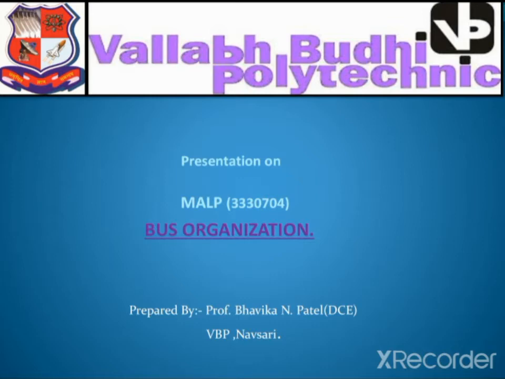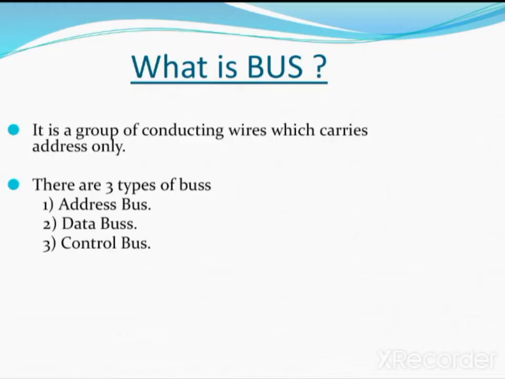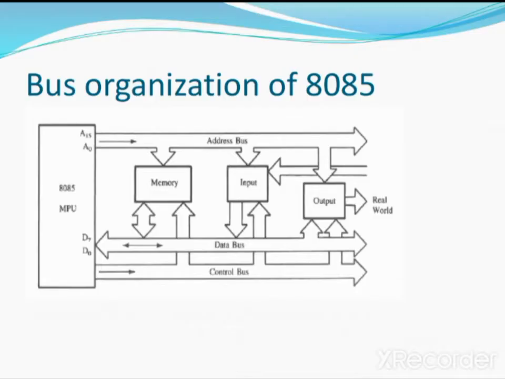Now my topic is bus organization of the microprocessor subject. Now what is a bus? It is a group of conducting wires which carries address only. There are three types of buses: address bus, data bus and control bus. Here is a block diagram of bus organization of 8085.